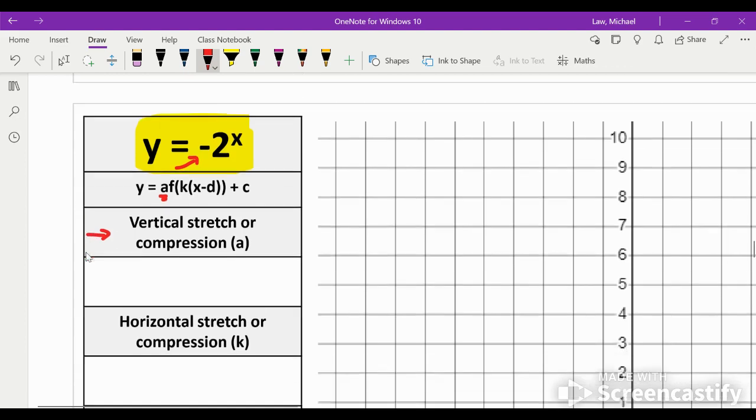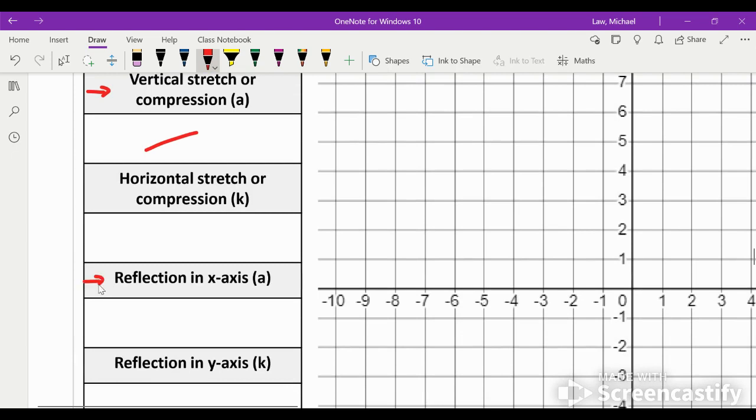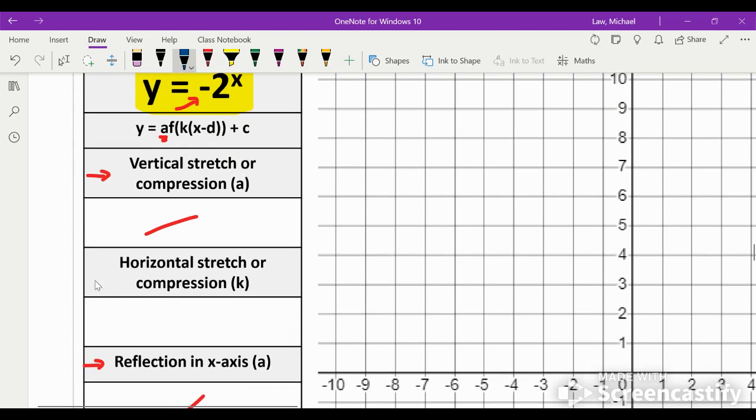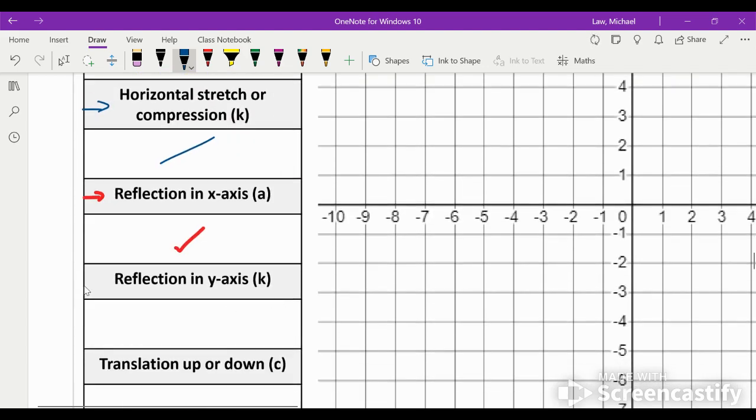It's a negative or -1. Now, that just means there is no vertical stretch or compression, but that does mean there is a reflection in the x-axis since it is a negative sign or a -1, okay? Next up, we want to see if there is a horizontal stretch or compression. That corresponds to a k value. Now, the k value would be positioned right in front of the variable of x. Since there is no k value, that means there's no horizontal stretch or compression, and it also means there is no reflection in the y-axis.